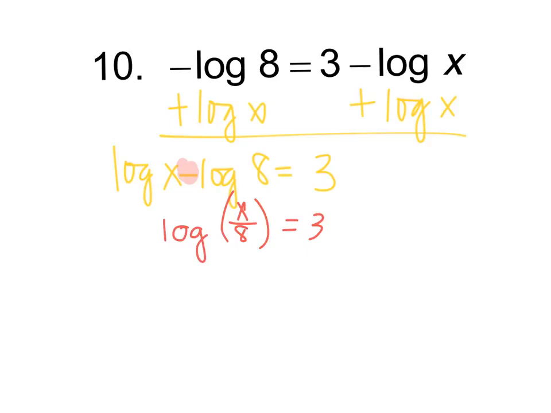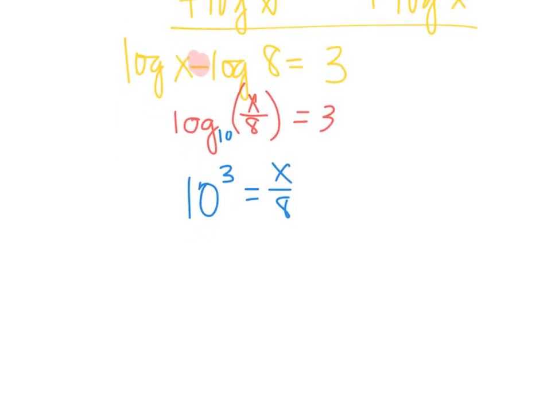What's my base in this problem? Yes. So when I go to write this in exponential form, what will it look like? 10 cubed equals x over 8. Yeah, x over 8. What is 10 cubed? 1,000. 10 times 10 times 10 is 1,000.